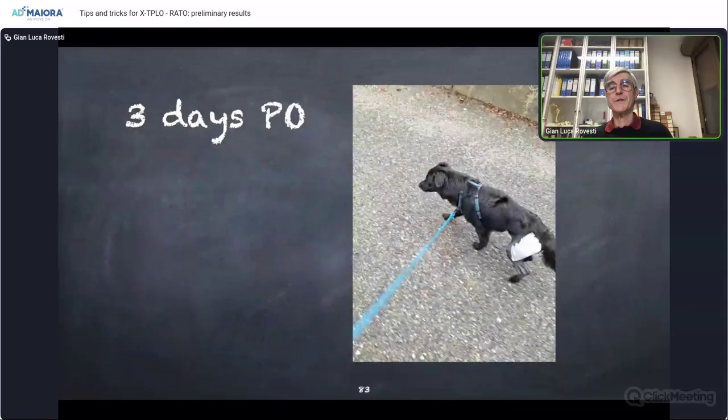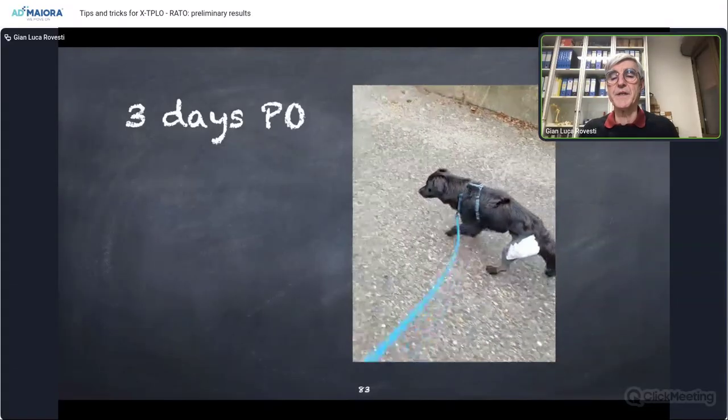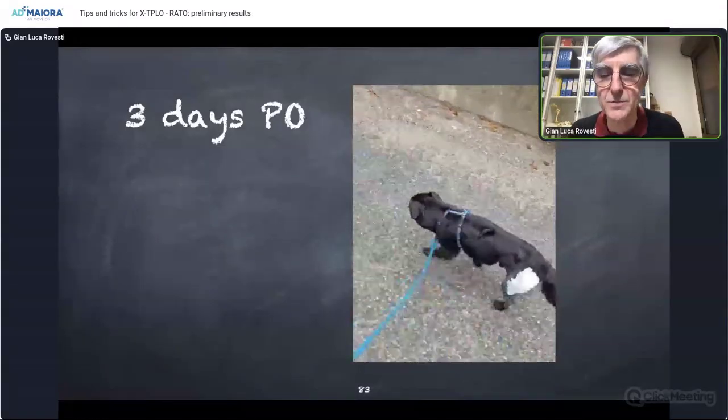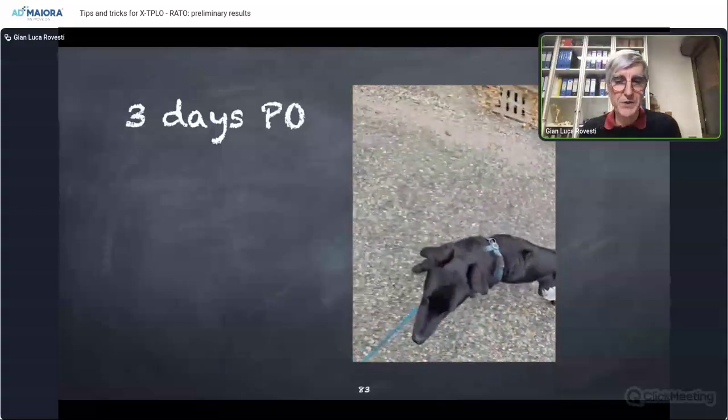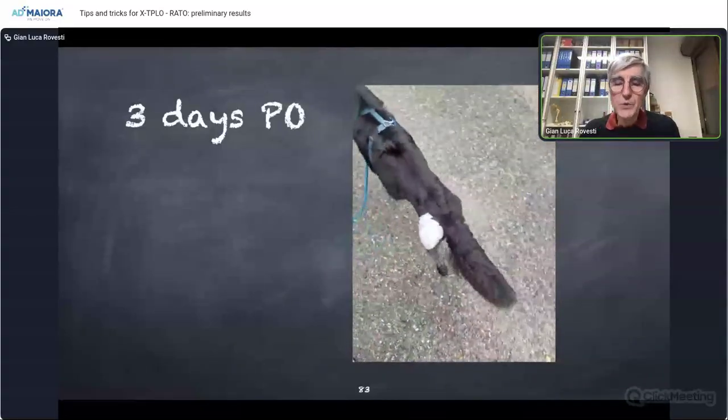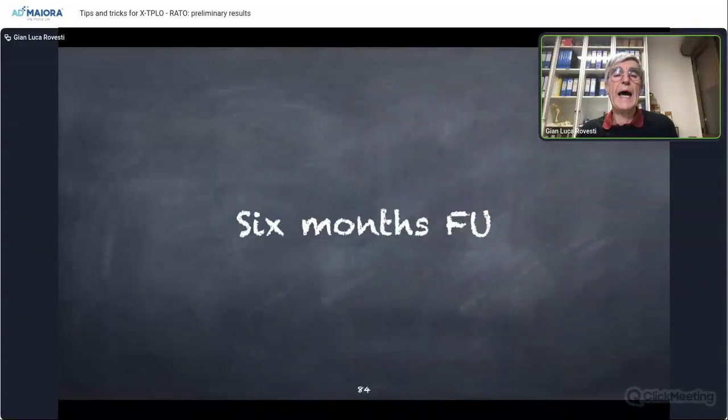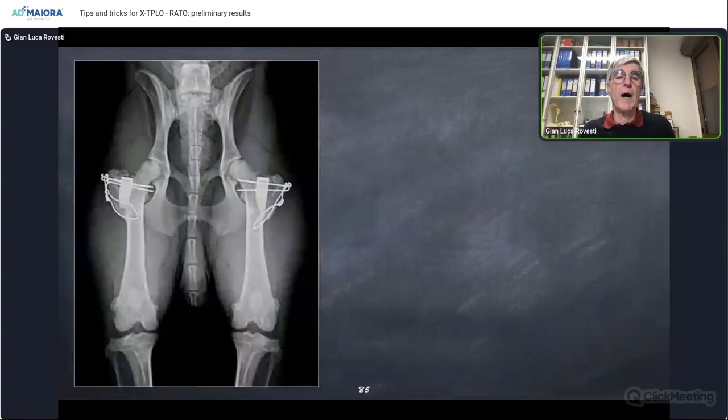And then, of course, follow up. The procedure is usually very well tolerated. This is 3 days post-op, the second procedure. So adhesive tape, but no bandages, because we want the dog to use the limb, okay? And of course, very important, 6-month follow-up.